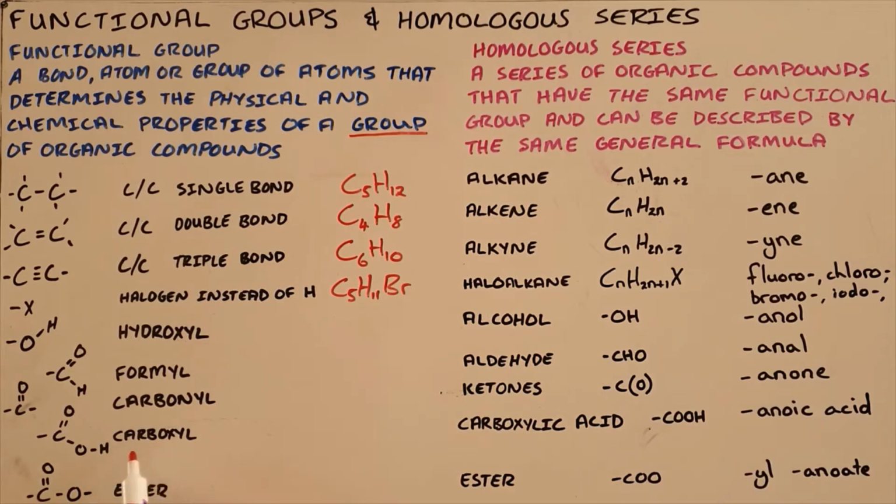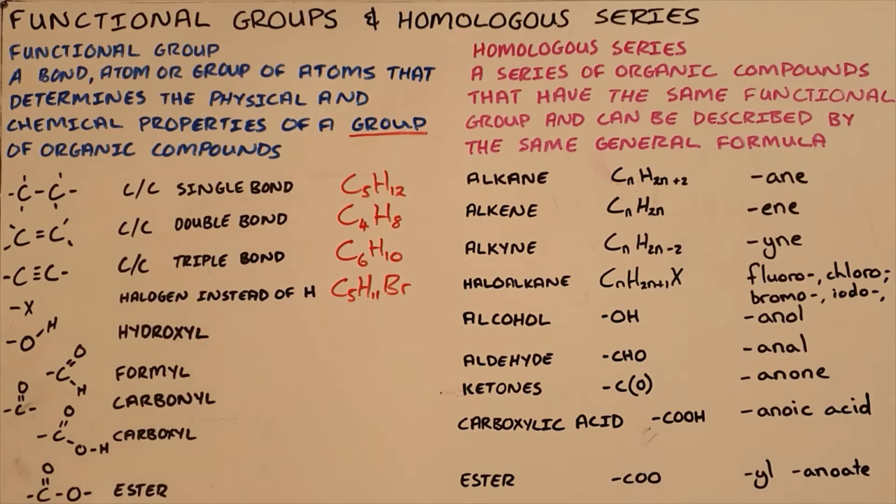Then we get the carboxyl functional group, which, as we can see, is a combination of the hydroxyl group and the carbonyl group, where we have a carbon double bonded to an oxygen, also single bonded to an oxygen, which is single bonded to a hydrogen. Any compound that contains this carboxyl functional group is a carboxylic acid, represented in condensed structural formula as COOH, and gets the suffix anoic acid.